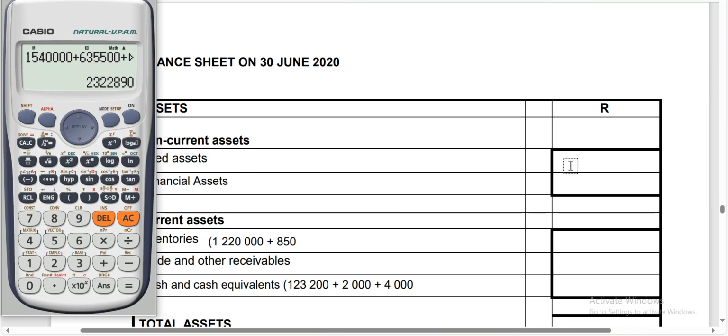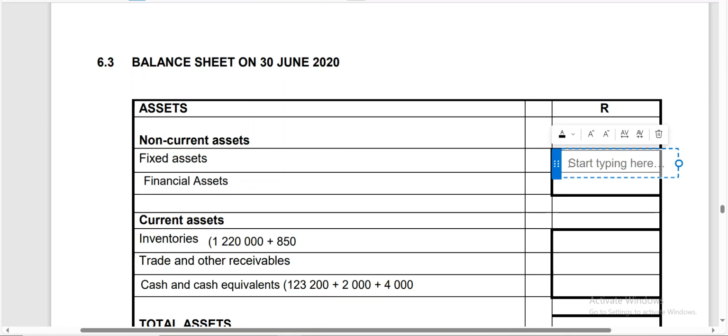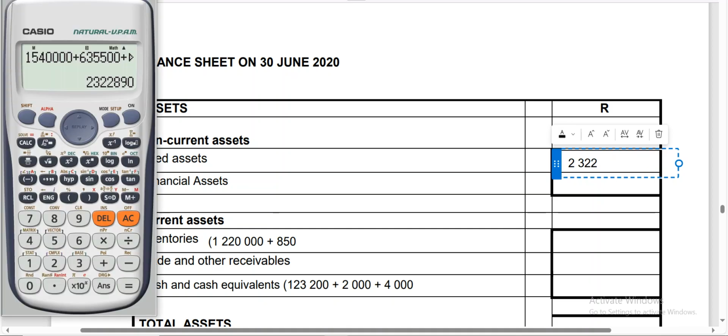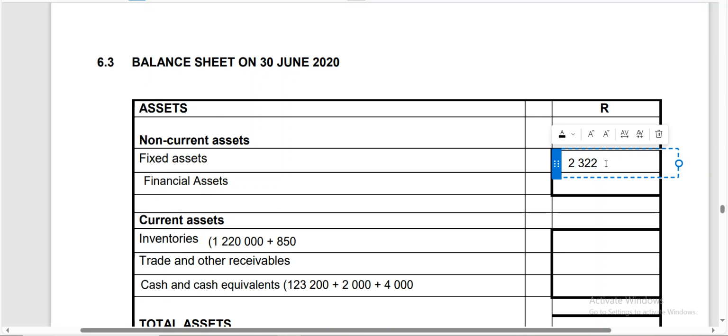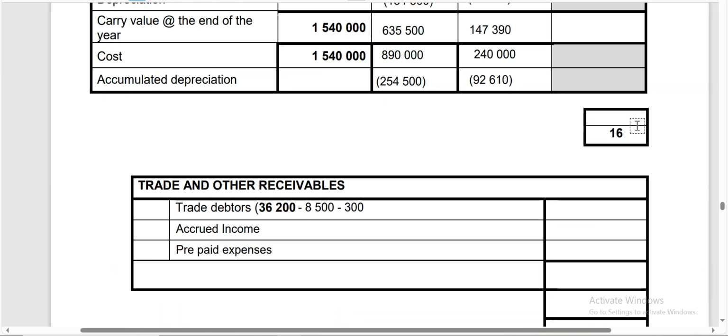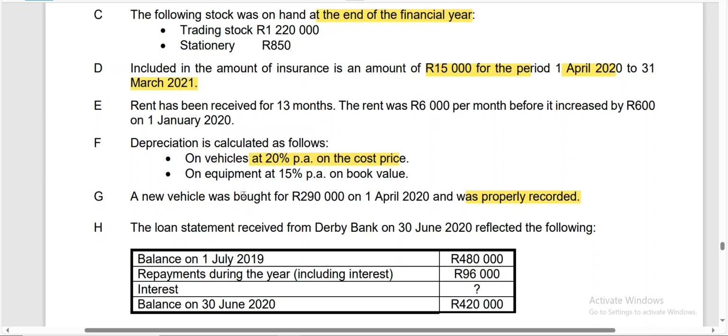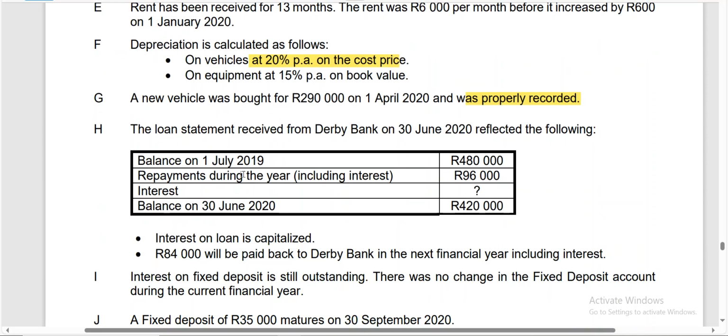Remember, it is supposed to come here under fixed assets, 2,322,890. Then we are done with the fixed asset. Now, if you look at the marking guideline for this, our fixed asset note is 16 marks. It's a lot, guys, for an exam. So you must make sure that you work out your things correctly. Then we are done with this. We are also done with number G. Then we can go to the next transaction.